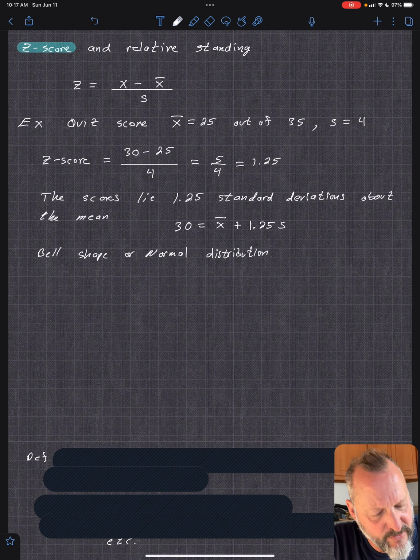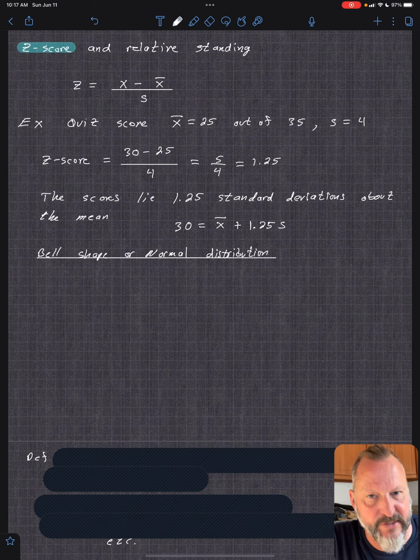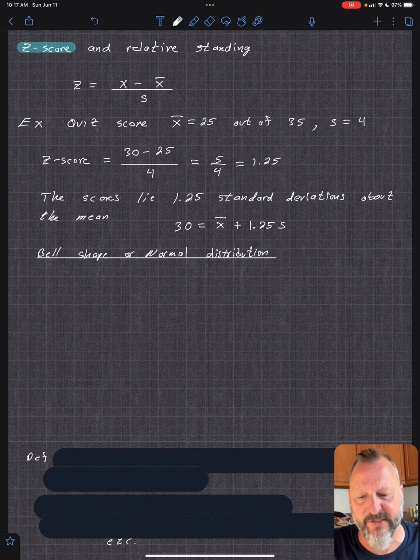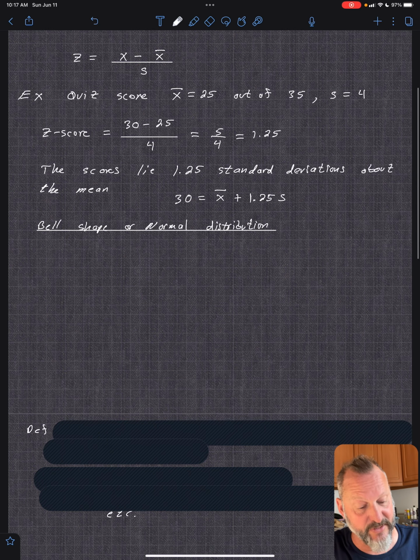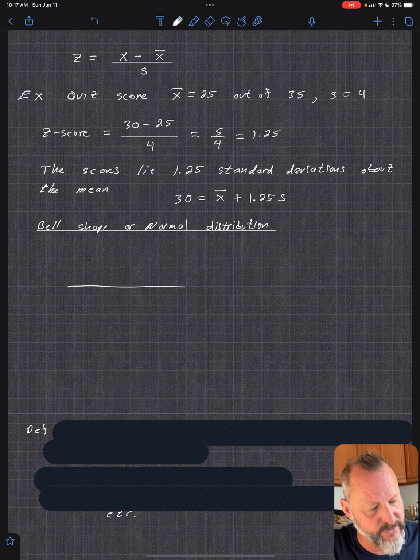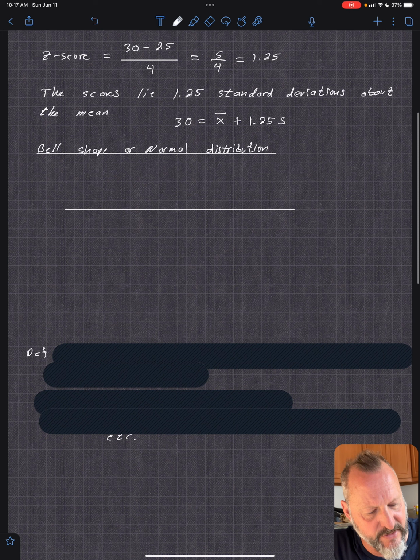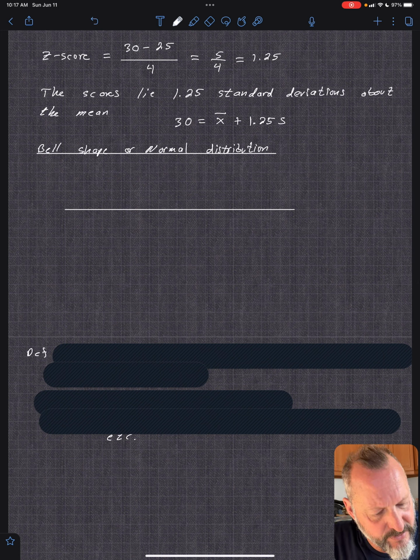The bell shape or normal distribution is something you're going to come across all the time. This is basically what's assumed for most data sets. Like when I say most, like 99% of data sets, you assume the distribution is normal. That's not always true, but that's what's assumed. So the distribution looks like this. This is your bell curve concept. I'll try to draw a picture.